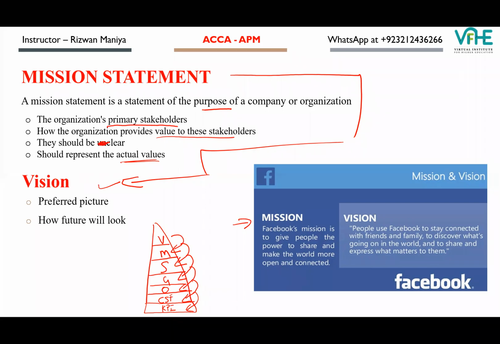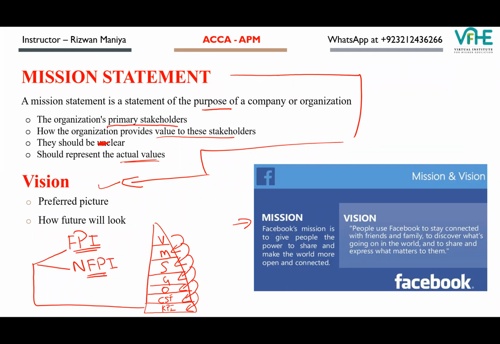So remember, Vifians, KPIs are of two types. One is financial performance indicators. Second is non-financial performance indicators. So it's important to focus on both the measures, that is FPIs and NFPIs. FPIs and NFPIs. Okay.